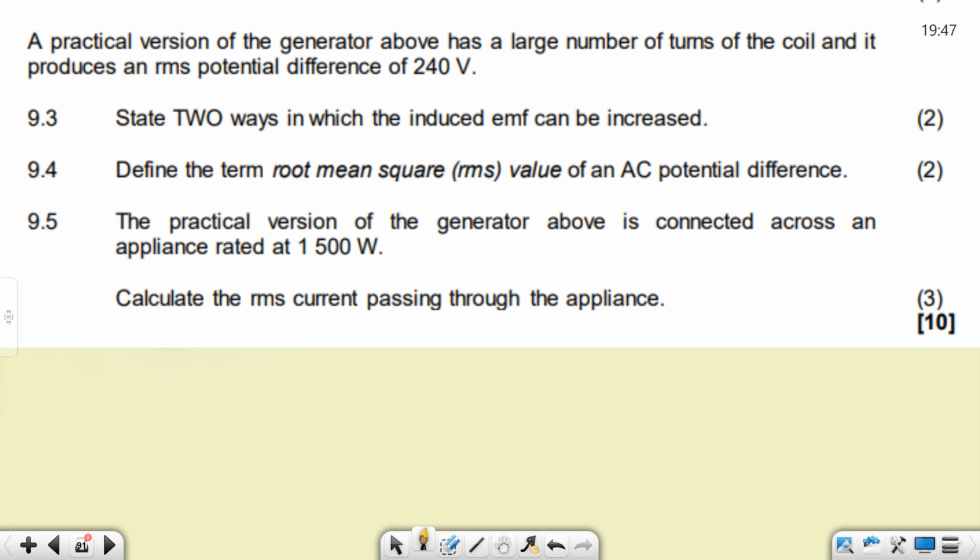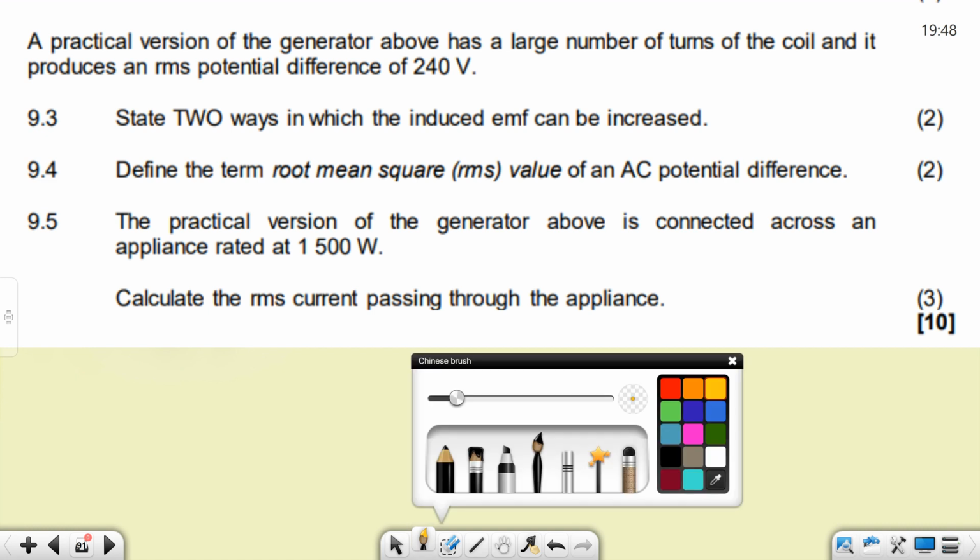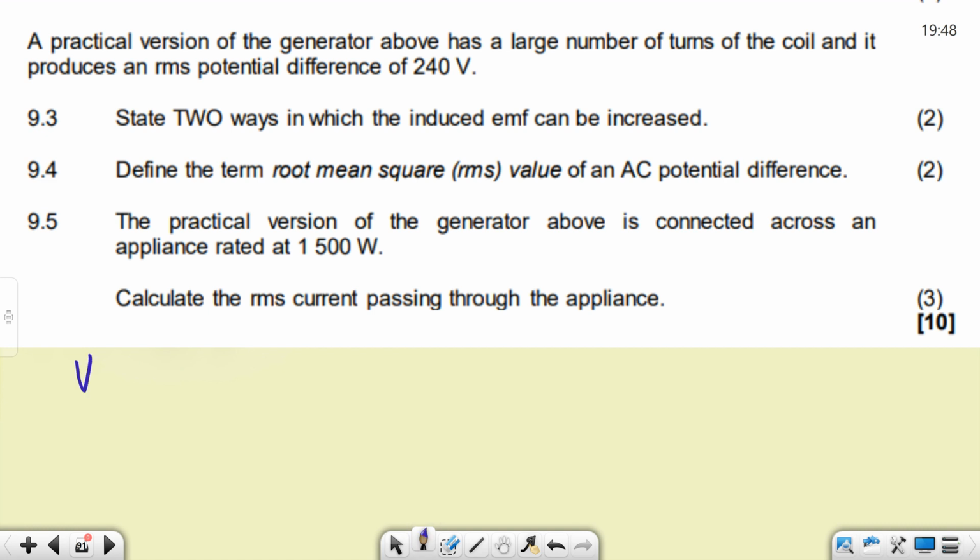A practical version of the generator above has a large number of turns on the coil, and it produces an RMS potential difference of 240. Write it down. VRMS equals to what? 240 volts. State 2 ways in which the EMF induced can be increased. Done. Define the term root mean square value of potential difference. Done. Because we defined AC RMS voltage earlier on.